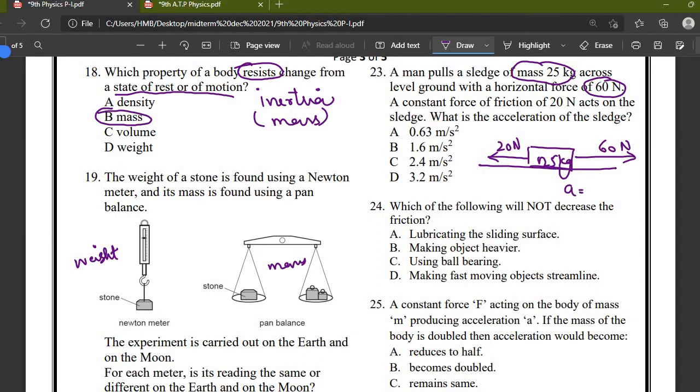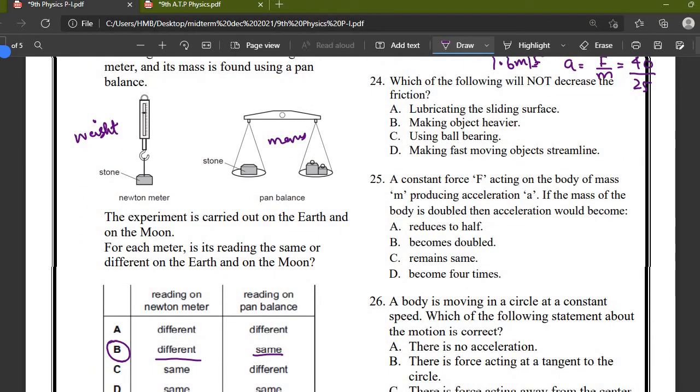So acceleration is equal to force over mass. So the net force acting on that block is 60 minus 20 because these two are in opposite directions. So it will be 40 divided by the mass, which is 25. So acceleration will be equal to 40 divided by 25. So the correct answer will be 1.6 meters per second square. Option B is the right answer.